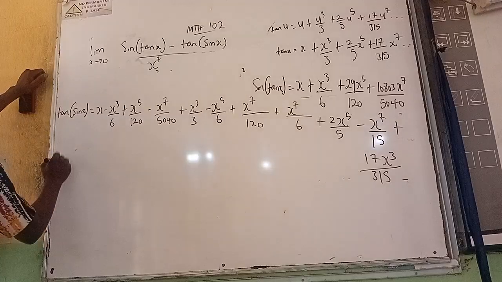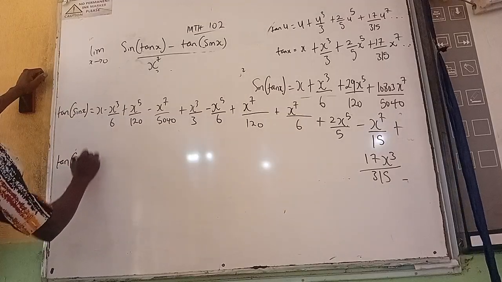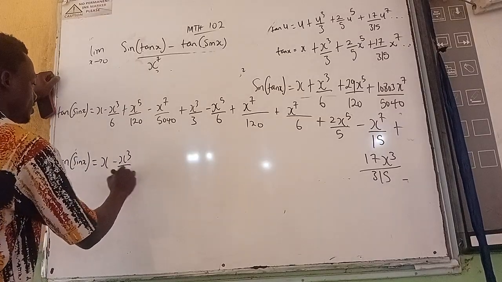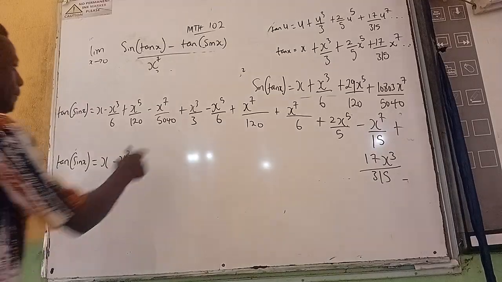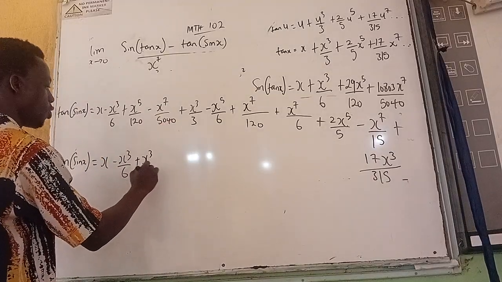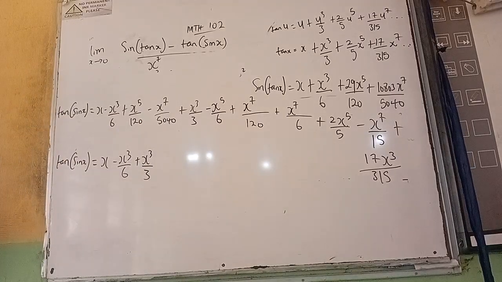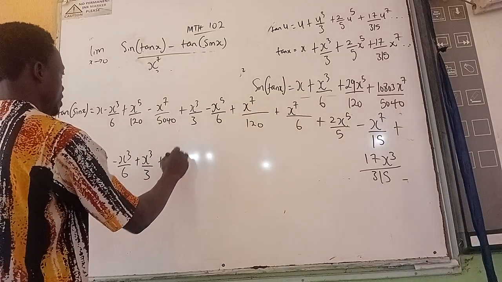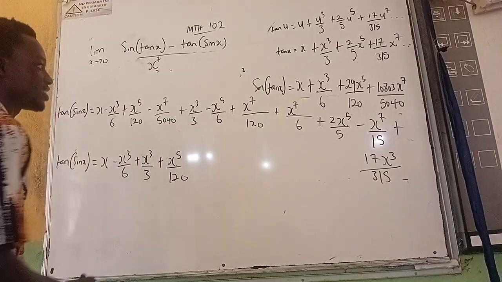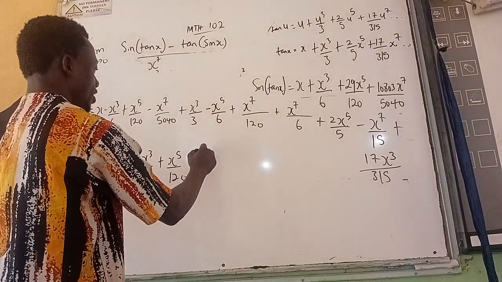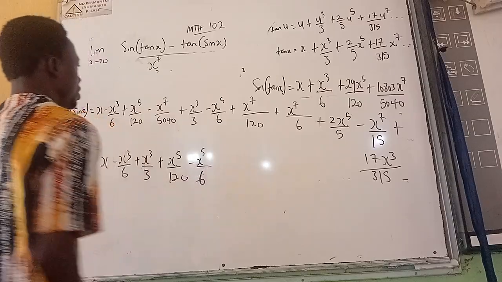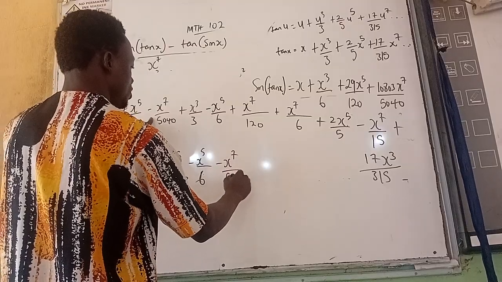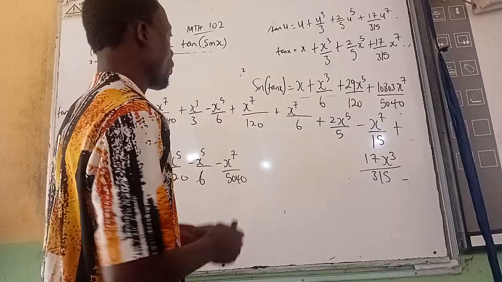So now tan(sin x) equals x minus x cube over 6. Are we together? Plus x cube over 3. Let me check the video, please. Yeah, plus x cube over 3. Now x^5 plus x^5 over 120. Where do we have x^5? Here as well. Minus x^5 over 6. Now let's move to x^7. Minus x^7 over 5040. Now we have this x^7.